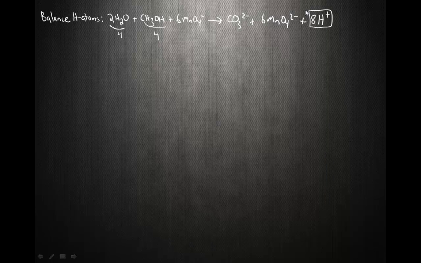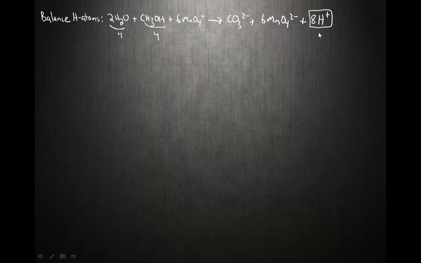Now, that has balanced all the O's, all the C's, all the Mn's, all the H's, and the charges as well. So if you look at the charges, you see on this side, this adds up to -6 and -12 plus -2, -14 plus 8 is -6. So everything balances. Everything's balanced here.